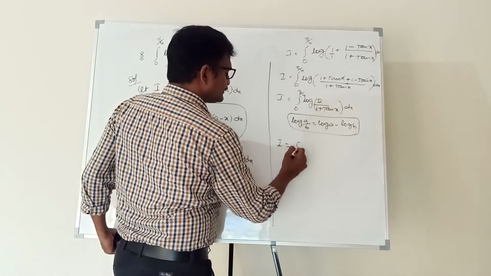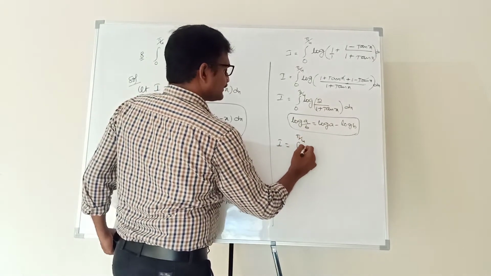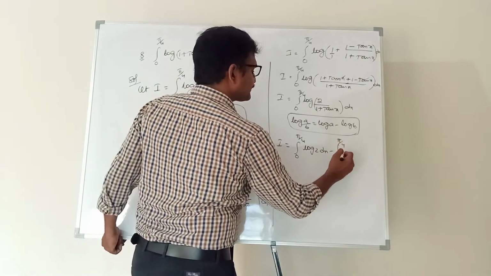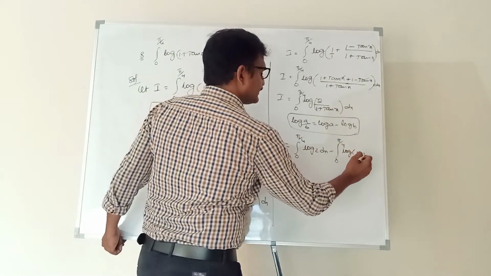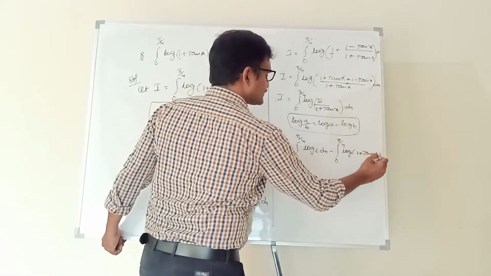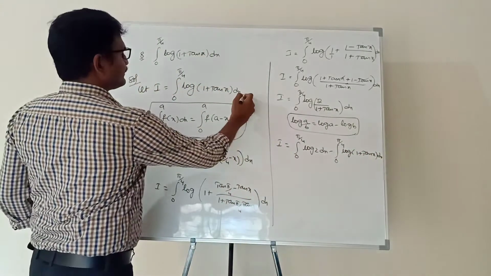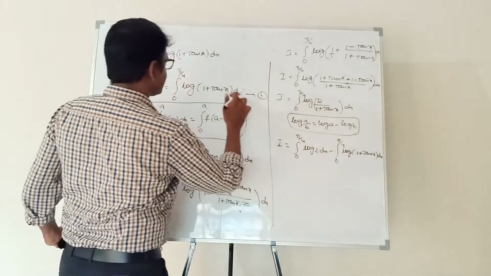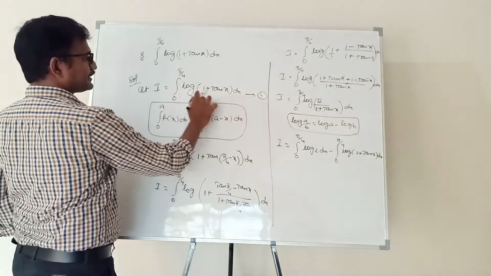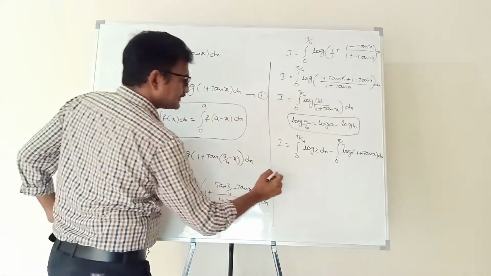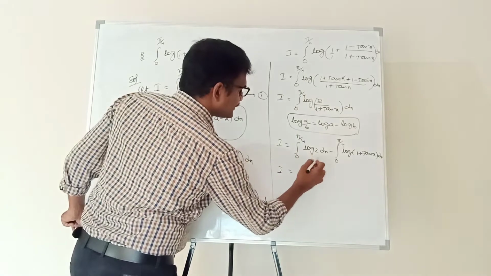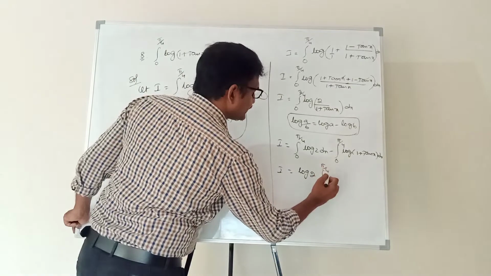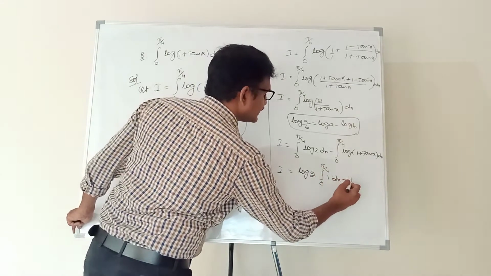So I is equal to the integral from 0 to pi by 4 of log 2 minus the integral from 0 to pi by 4 of log 1 plus tan x dx. So from equation number 1, the integral of log of 1 plus tan x dx from 0 to pi by 4 is how much? I. So I is equal to, here log 2 means constant. If constant is there, it comes right before the integral, the integral from 0 to pi by 4 of 1 dx minus I.